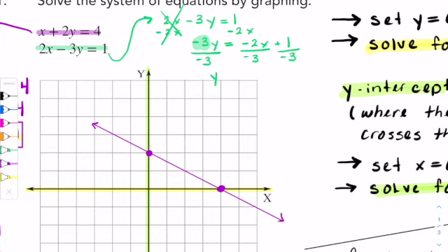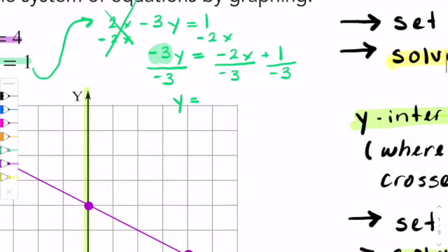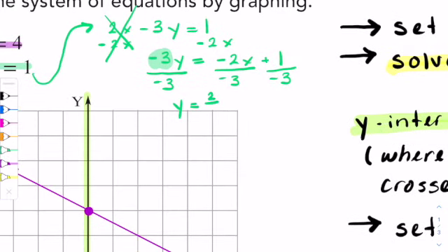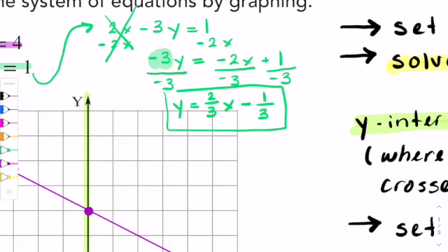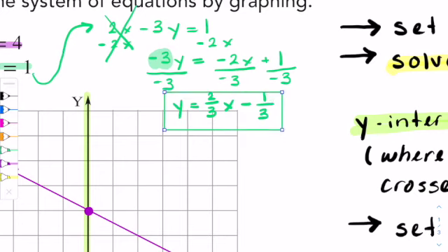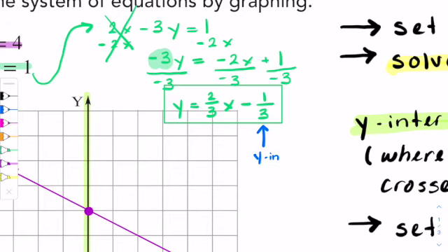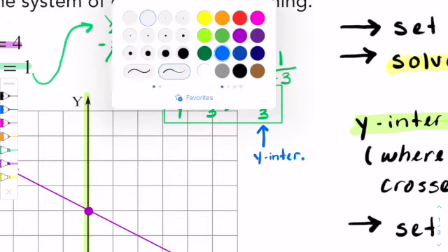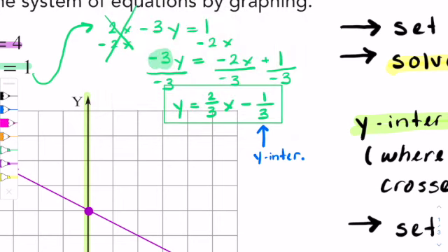This will give me the form of y equals negative 2x divided by negative 3. Your negatives will cancel, so I am now left with 2 over 3x plus 1 over negative 3, or negative 1/3. This here is in slope-intercept form. So we're going to use negative 1/3 as our y-intercept. And we're going to use 2/3 as our slope.